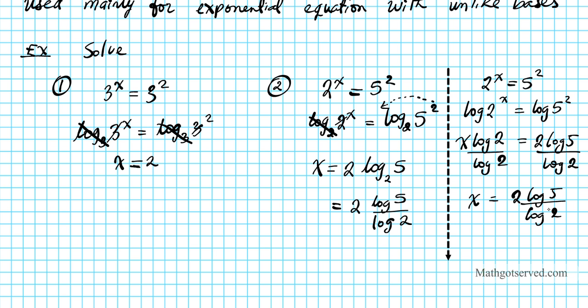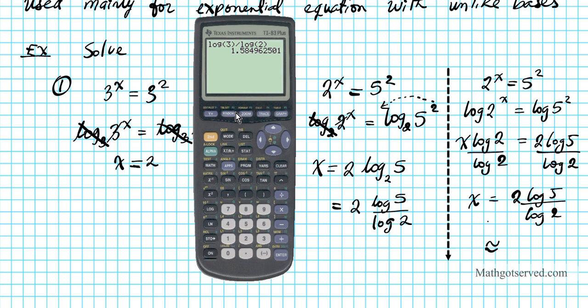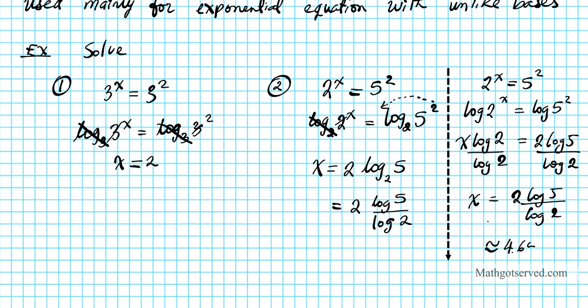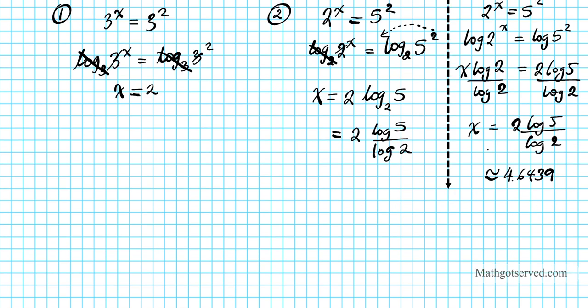So since I have this as a common log, I can plug it into my calculator and get the approximate result. Okay, so let me just enter that real quick, and then we'll go ahead and get started with the examples for today. So we have 2 log 5 divided by log 2. All right, and then your answer is 4.6439. So it's approximately 4.6439. All right, so that's the main reason for knowing how to use common logarithms. All right, let's go ahead and take a look at the following examples.